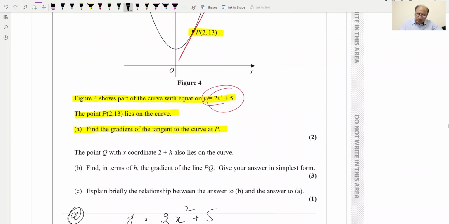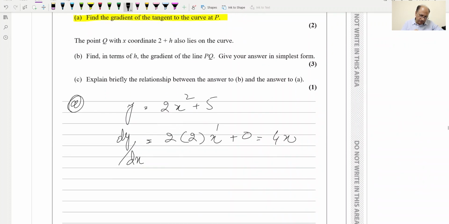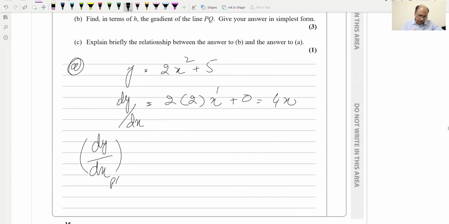This is basically a 2 marks question. So now we need dy by dx at P, so we can write dy by dx at point 2 and 13. So P, which is (2, 13), this will be equal to, we will be replacing 2, so this will be equal to 8, and this will be our answer for this part.